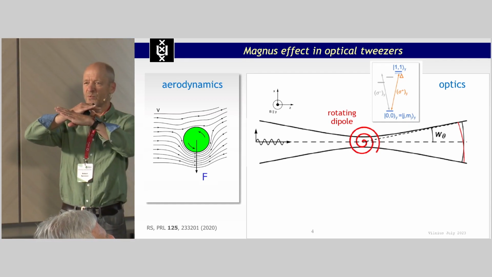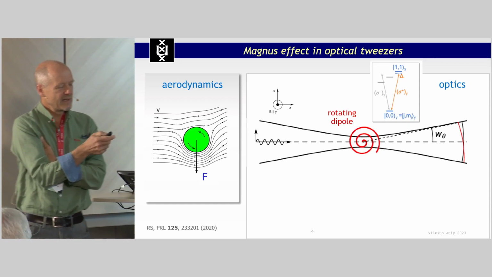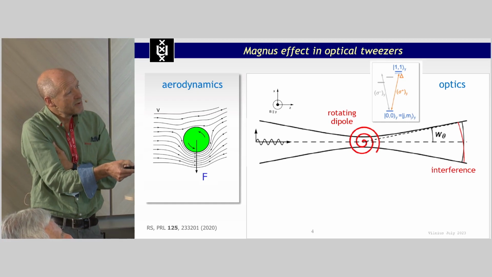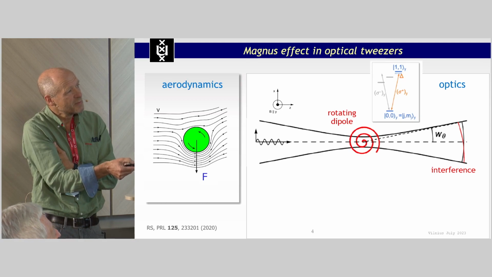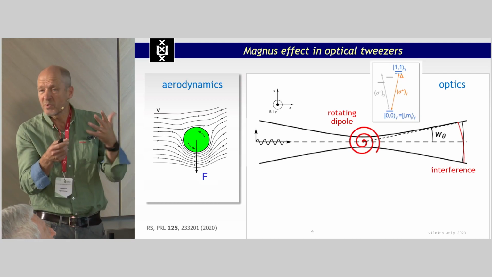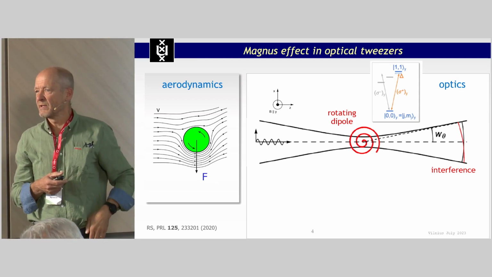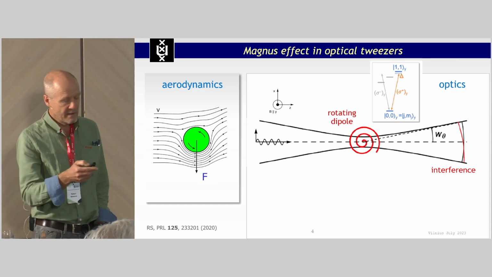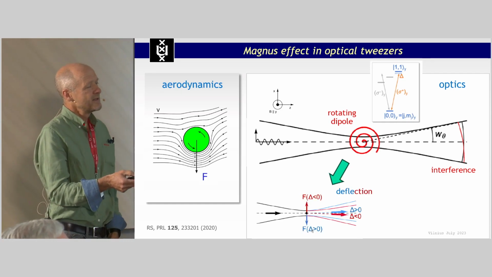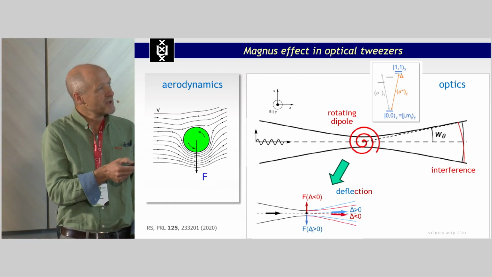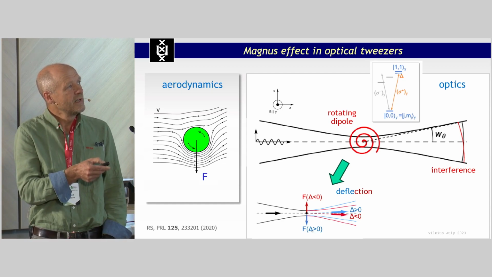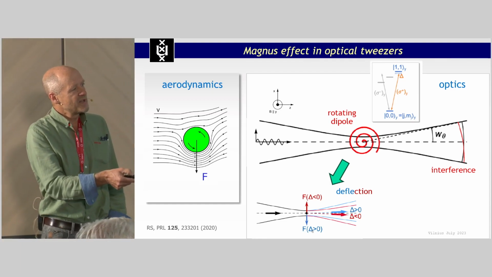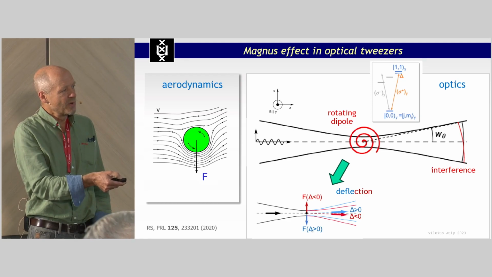So now you have two tilted wavefronts, and you can imagine that if these interfere, depending on the phase difference, you could have constructive interference up here maybe and destructive down there. If that happens, the laser beam will be deflected, just like in the aerodynamics case. And that's exactly what's going to happen. This deflection turns out to depend on the detuning. Of course, the detuning here determines the phase of the dipole, so it's not that surprising. So by changing the detuning, you steer the beam up or down.